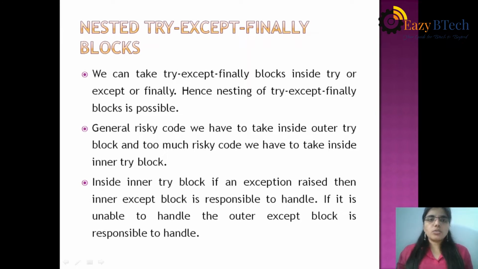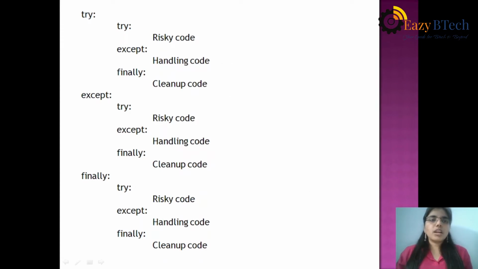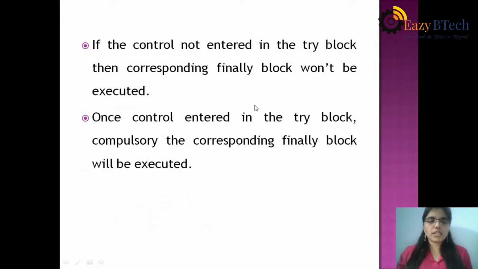So what is nested? If one if condition is present in another if condition, like that. Nested try except finally: one try block present in another try block is nothing but a nested try. One except block contains another except block, that is nothing but a nested except. This is the syntax of nested try except finally blocks. I already told about the syntax. Let's move on to some examples.